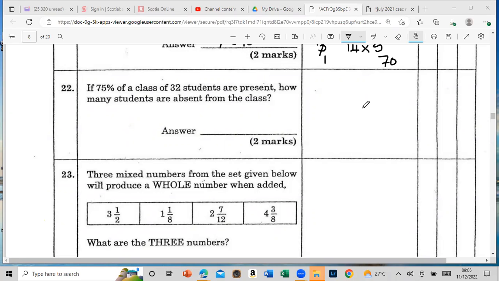So it says that 75% of the class is present, and the class consists of 32 students. How many students are absent? How do you approach that one? Anyone? You divide the 75 by the 32. Yes. Everyone agree with that? Yes. Why? What's the reason behind it?